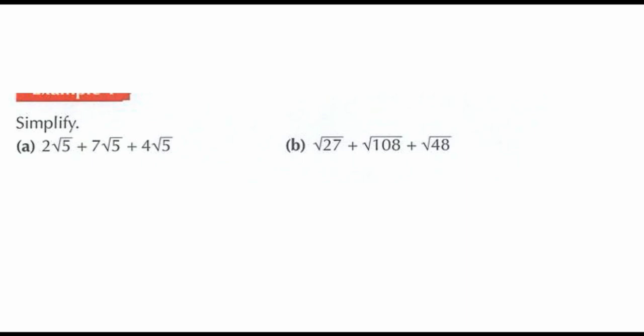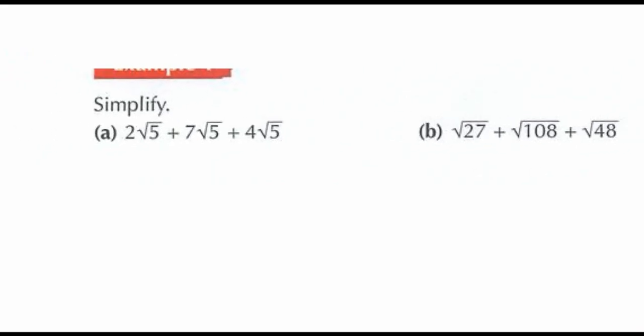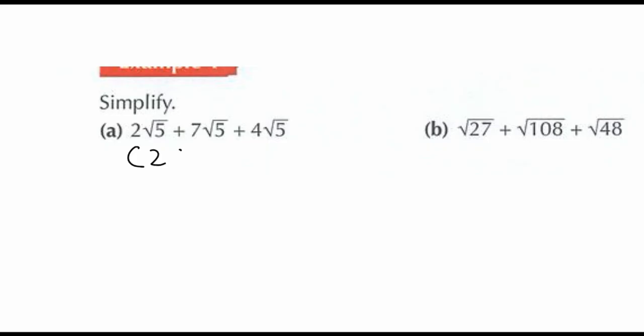Okay, so here are some practice questions on adding surds. The first thing you want to do is make sure they're of the same order and radicand. Fortunately for us, this is of the same order and radicand, so we can just add them. Just like this. This would be the answer.